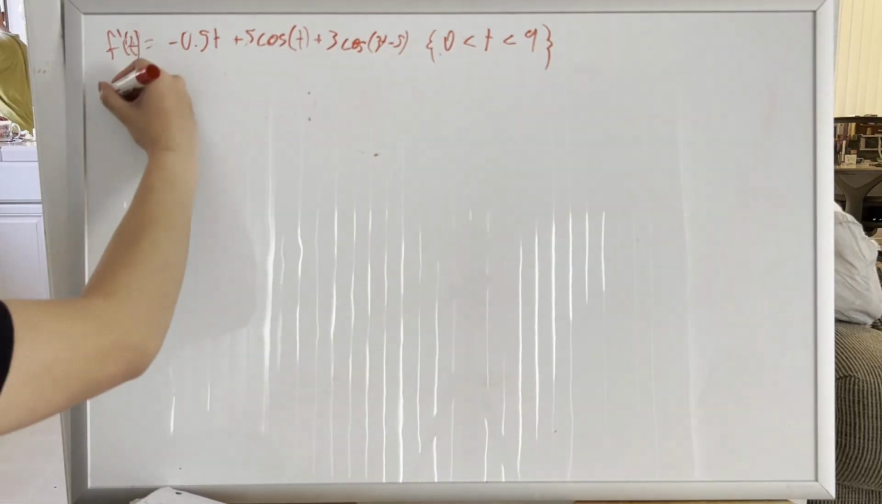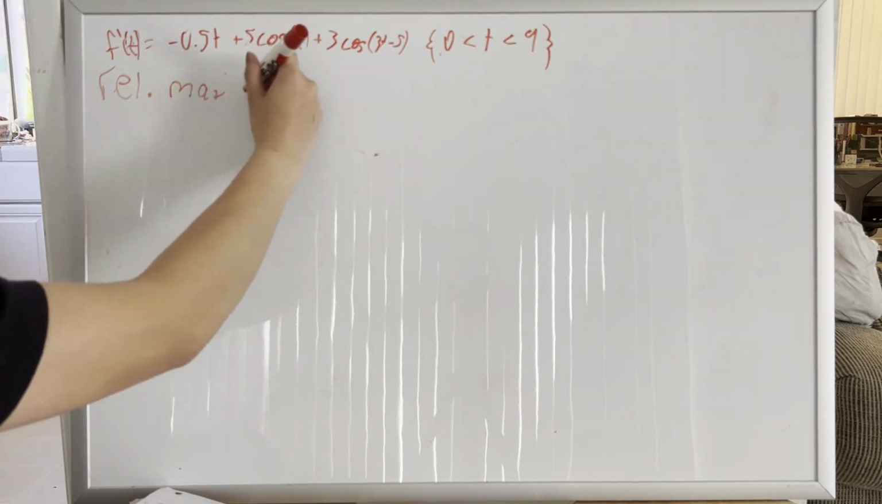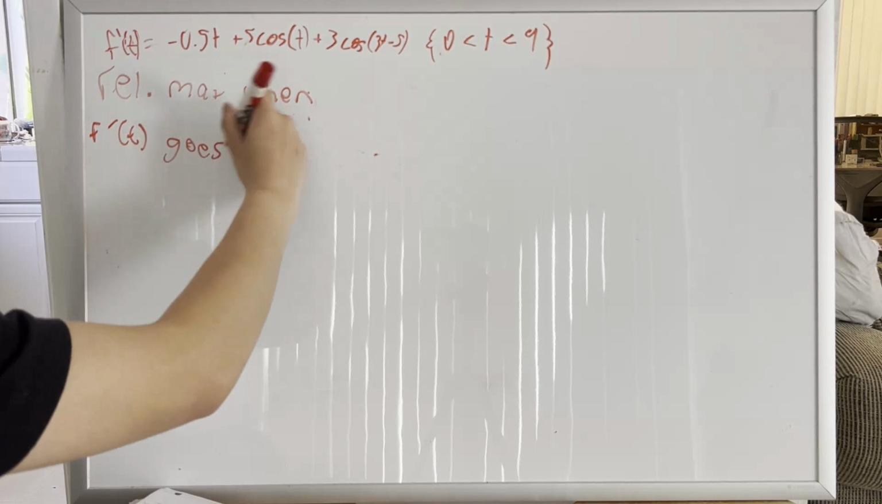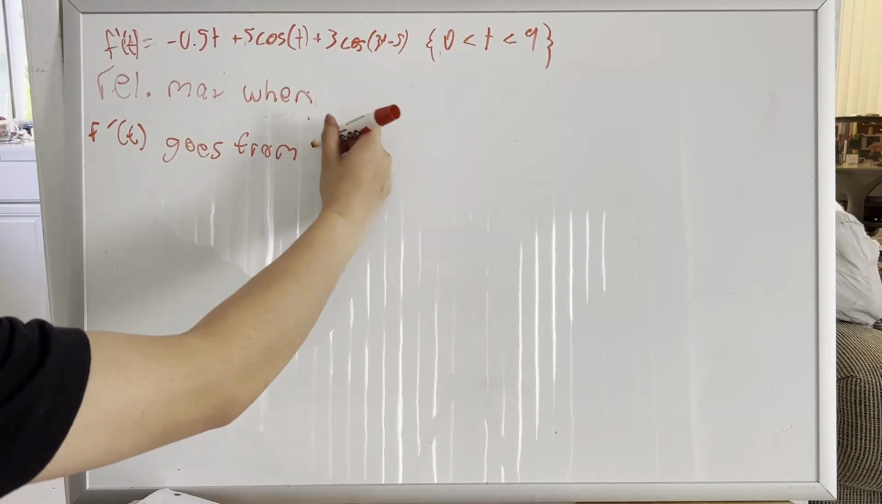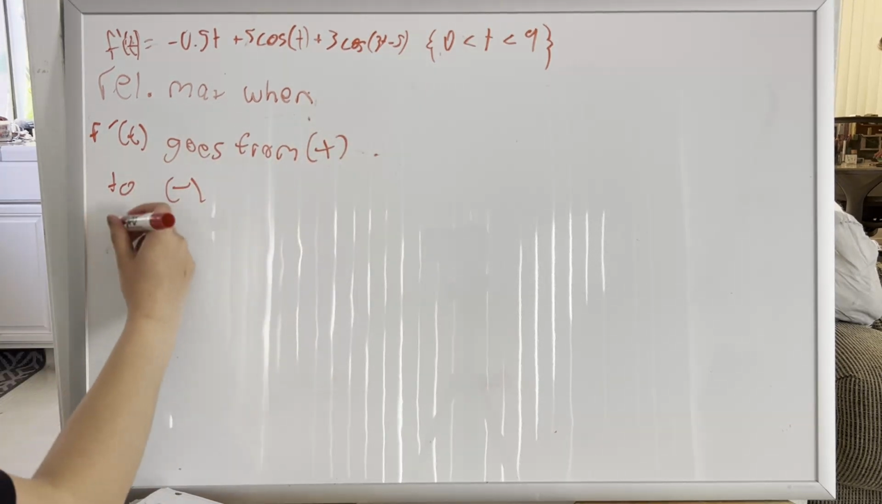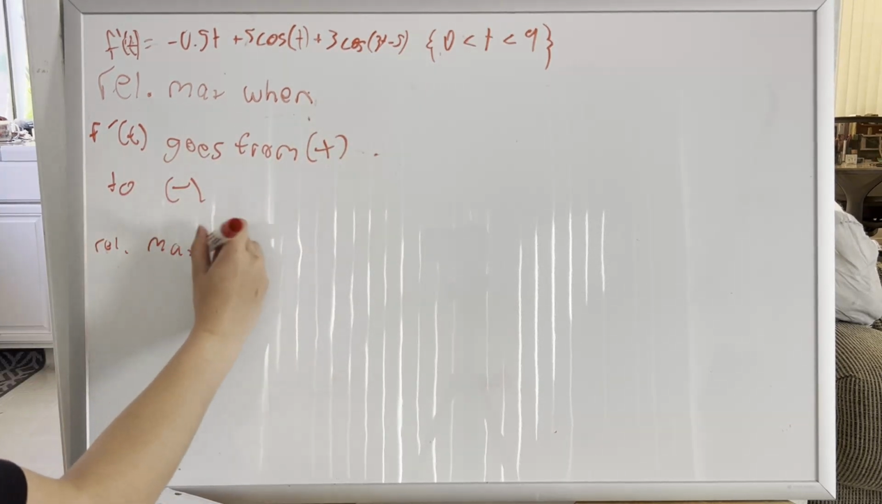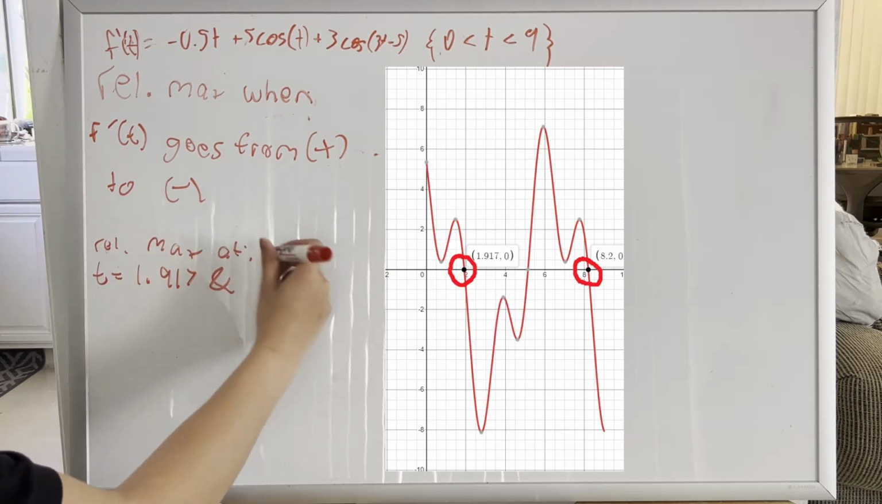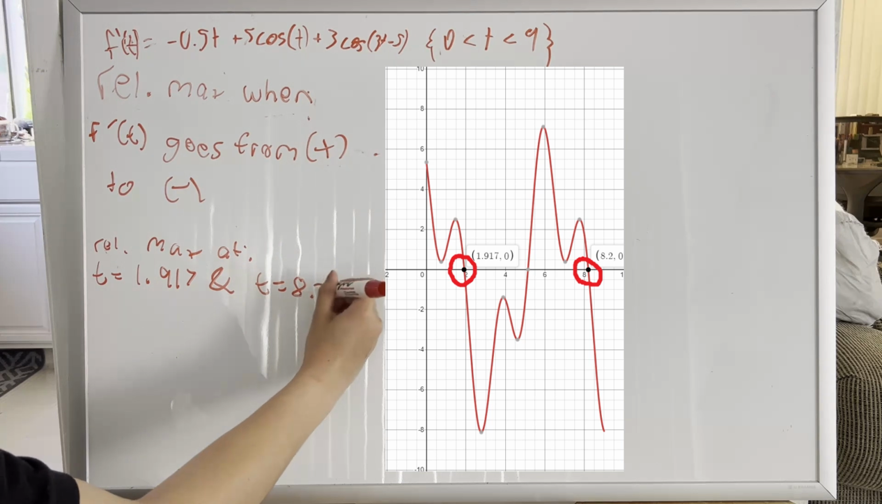So f prime of t gives us the rate of change of Aaron's money. So the relative max happens when f prime of t goes from positive to negative. So if we use a graphing calculator, we can see that there's a relative max at t equals 1.917 and t equals 8.2.